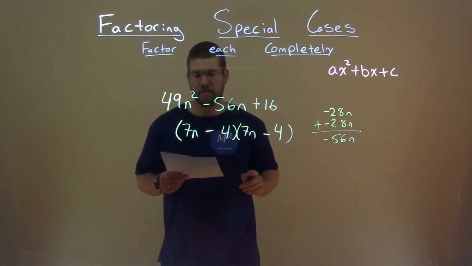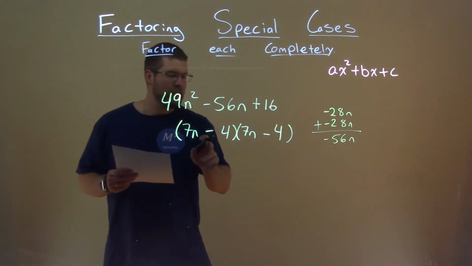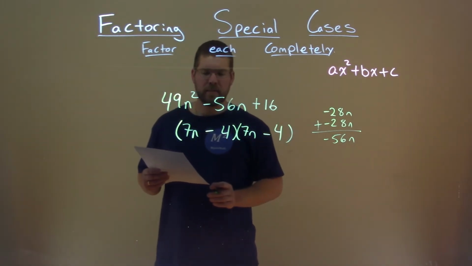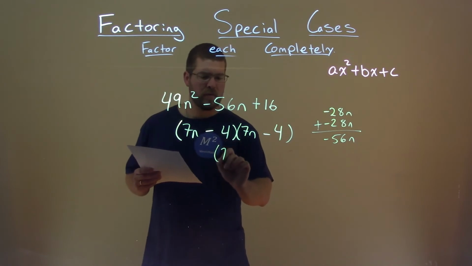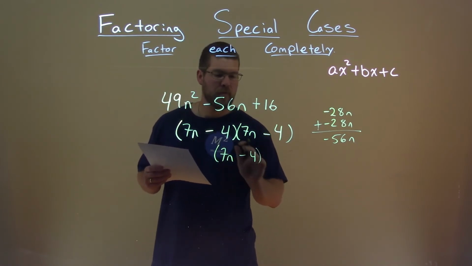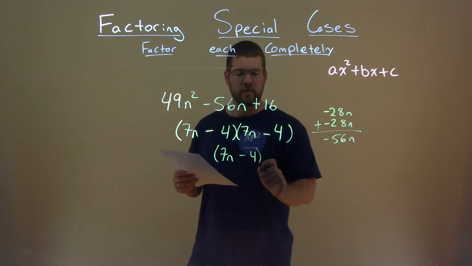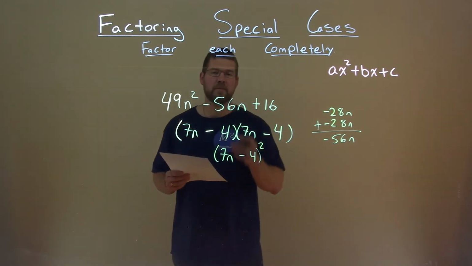That's on the inside. So we almost have our answer, but notice these two are exactly the same now. We have 7n minus 4 and 7n minus 4. They're being multiplied. So we can write it as 7n minus 4 all squared, and that is our final answer.